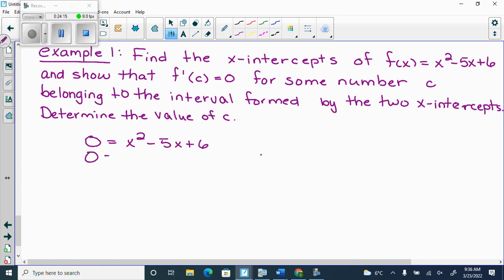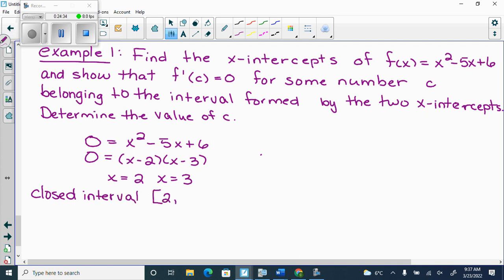Okay? We find our x-intercepts by setting the original equal to 0. And we get x minus 2, x minus 3. So x equals 2 and x equals 3. So our closed interval is between 2 and 3. Right? Now, in order to show what c is, we have to explain the rest.